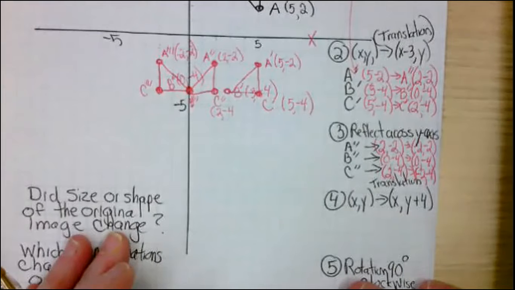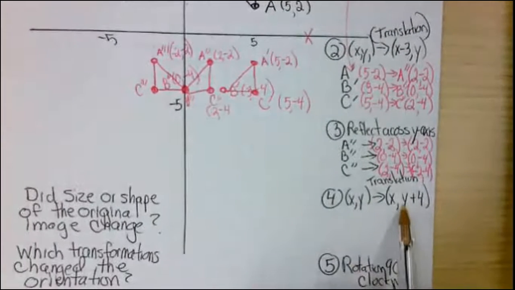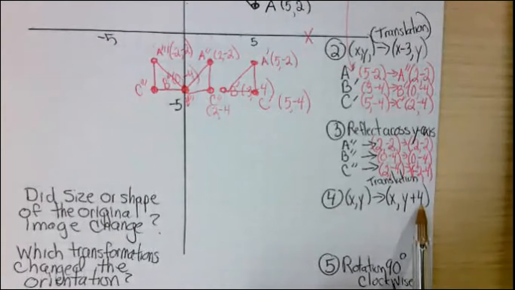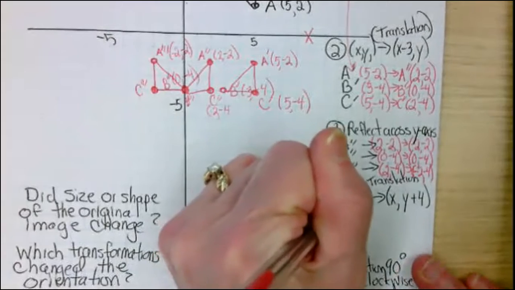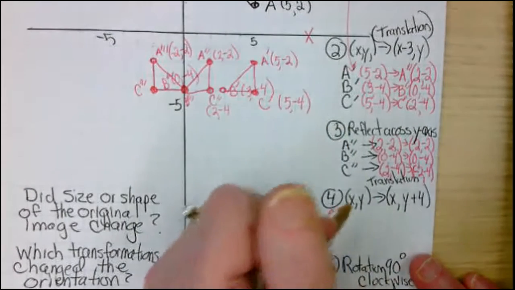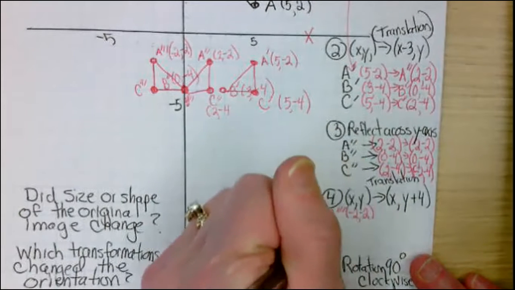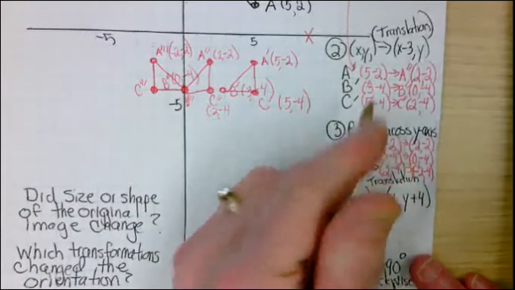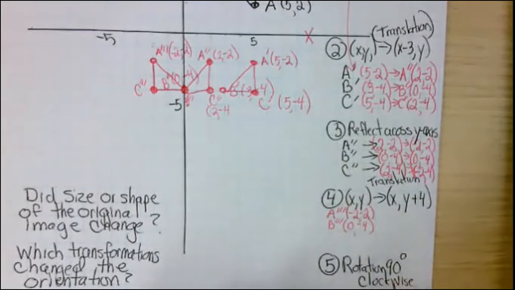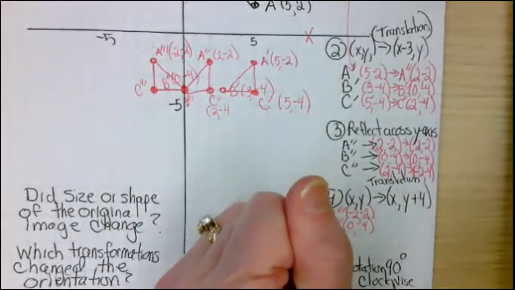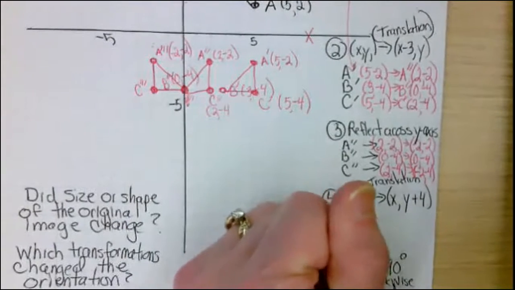Next transformation is rotation. Oh, no, before that, a translation. A translation right here. X is staying the same, but Y is going to add 4. Is our translation going to slide up or slide down? If we add 4, it's going to go up. So let's write our A triple prime here. A triple prime was, let's get them from over here, negative 2, negative 2. B triple prime was 0, negative 4. C triple prime was negative 2, negative 4.